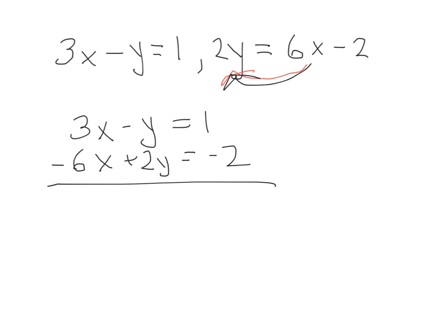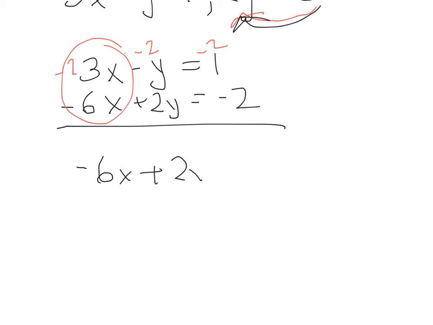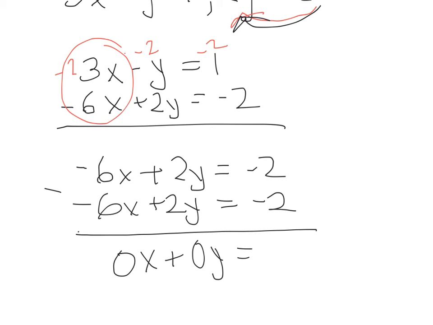Now I want to match up. So let's match up our x's again. I'm going to have to take that first line and multiply every term by negative 2 so that we have minus 6x plus 2y equals minus 2. And our second line, minus 6x plus 2y equals minus 2. You should probably see here that those two lines are exactly the same. If I try to do my subtraction step, I'm going to get 0x plus 0y equals 0. Or in other words, 0 equals 0.